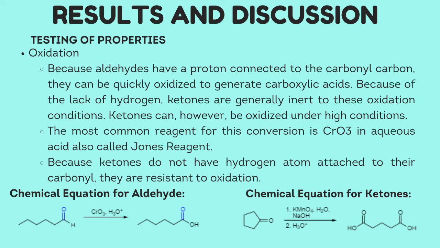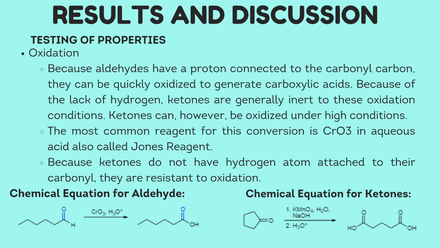So there is a wide variety of reagents which can cause the oxidation of aldehydes to carboxylic acids. And the most common reagent for this conversion is CrO3, or chromium trioxide, in aqueous acid, also called Jones reagent. This reaction generally gives good yields at room temperature. So we have here an example. We have our aldehyde, hexanal, which reacts with CrO3 and H3O+, or the hydronium, and will yield a carboxylic acid product, which is hexanoic acid.